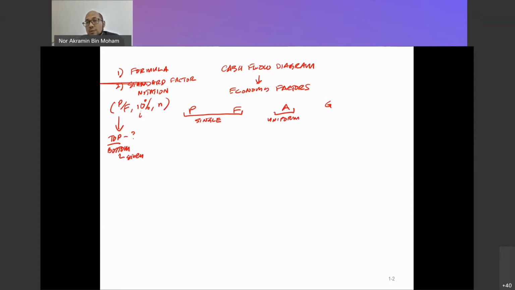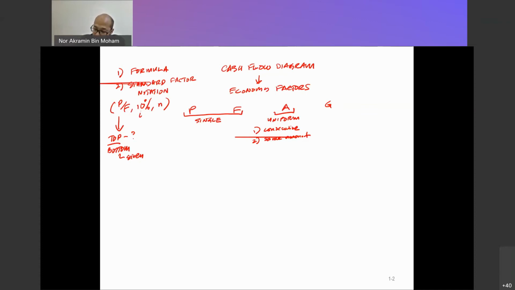So a series of values can be represented as a factor, but with two conditions. First, the values must be consecutive. They must occur in consecutive interest periods. And the second condition is they must have the same amount. It must be consecutive in interest periods and the same amount, so that the series of values can be represented as a factor.